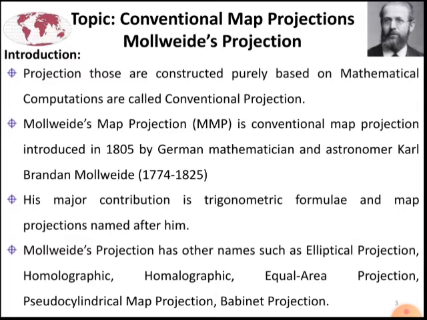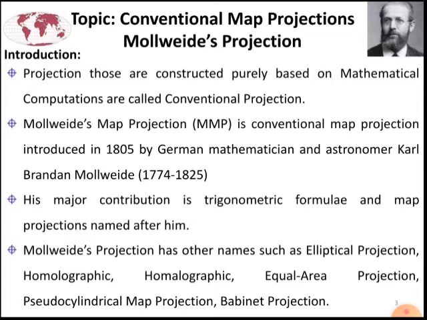So let me start with the introduction. The Mollweide projection is a conventional projection. What exactly is a conventional projection? It's very simple. A projection constructed and developed based on mathematical computations is called a conventional map projection. And the Mollweide projection is one of the conventional map projections, which is very famous among cartographers, and even the International Cartographic Association adopts this projection to show the entire globe or world map. That is why it is very famous among geographers also.